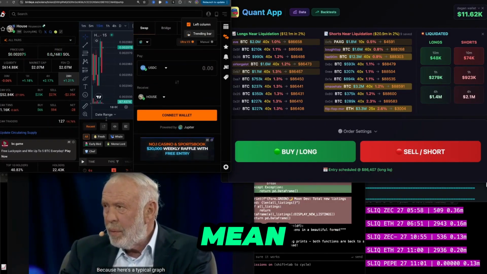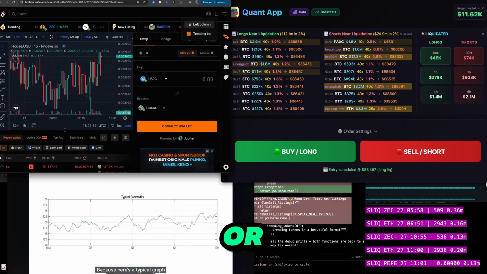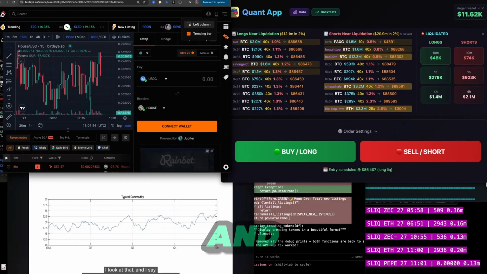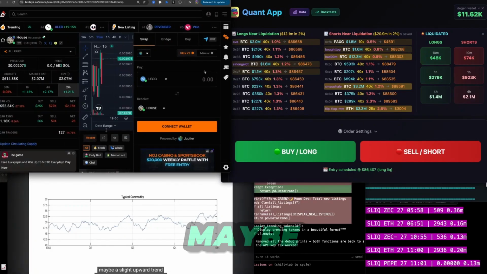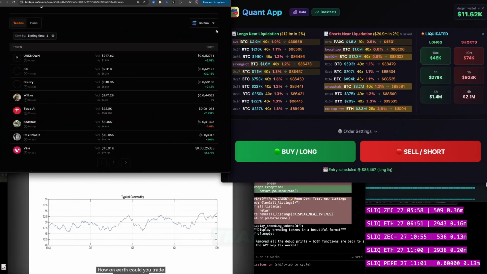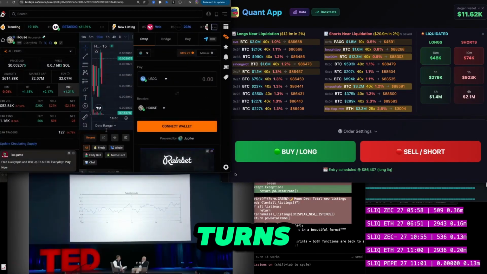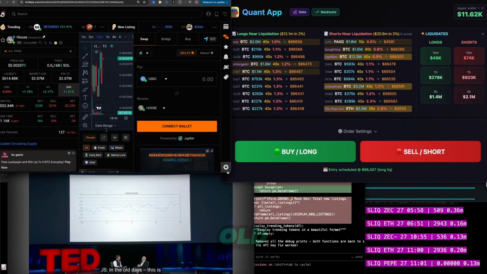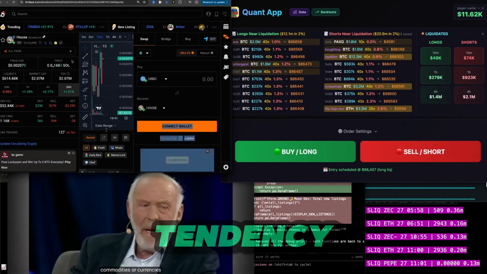So can we take a look at this? Because, I mean, here's a typical graph of some commodity or whatever. I look at that, and I say, that's just a random up and down walk, maybe a slight upward trend over that whole period of time. How on earth could you look at that, and see something that wasn't just random? It turns out, in the old days, and this is kind of a graph from the old days, commodities or currencies had a tendency to trend.